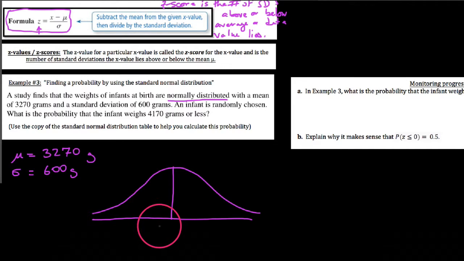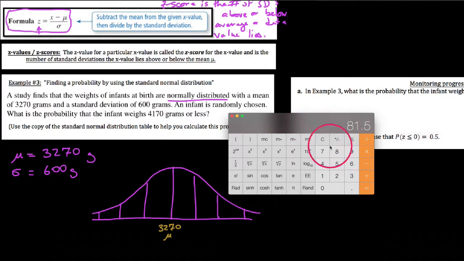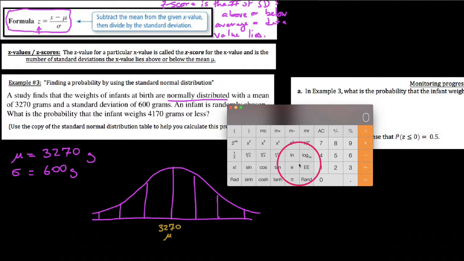And I'm going to start by filling in our average, 3270. This is our mu. So what we're going to do is partition our set here, giving it 3 standard deviations above and 3 standard deviations below the mean. And I'll just grab my calculator here. We're going to do this with x values first, and then we're going to convert them to z-scores.